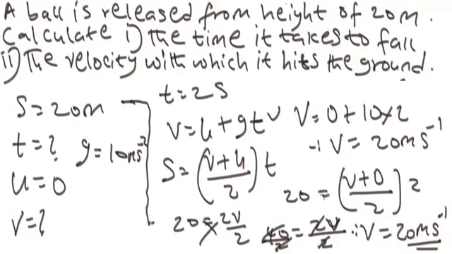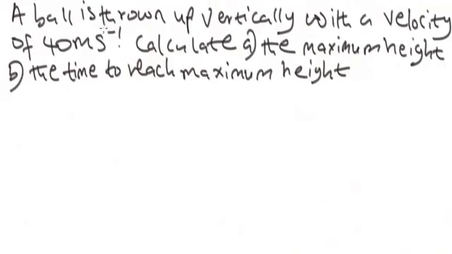Now let's solve one more example under this before I call it a class. Look at this question. It says a ball is thrown up vertically with a velocity of 40 meters per second. Calculate A, the maximum height, and B, the time to reach maximum height. Solution: remember, this is a motion under gravity, because the ball is thrown up. Now it's going against gravity because it's not falling, it's going up.